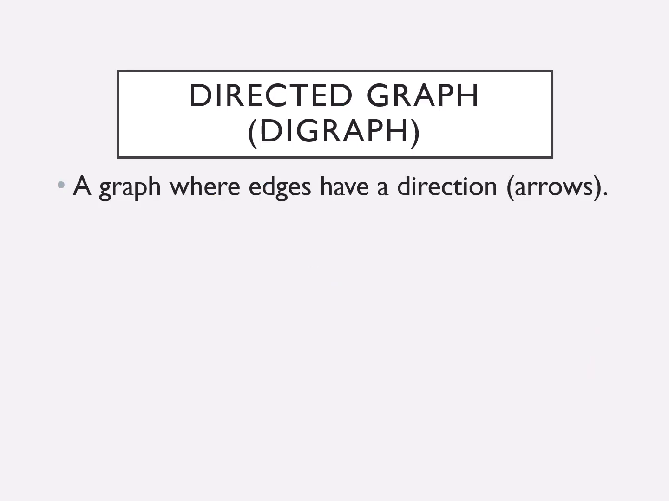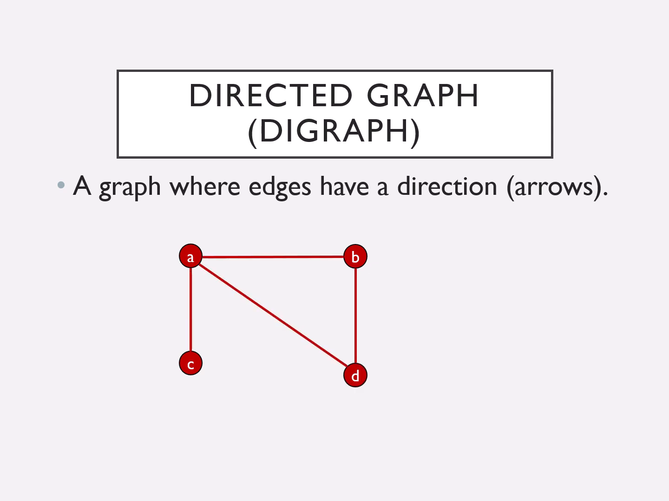Next is directed graph or digraph. If there is a direction assigned with each edge of graph G, then we call that graph as directed graph. These are vertices A, B, C, D in graph G and edges AB, AC, BD, AD. Now I am assigning direction to each edge. So this graph is called as directed graph or digraph.